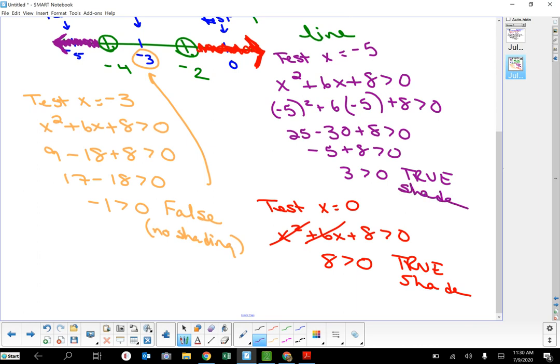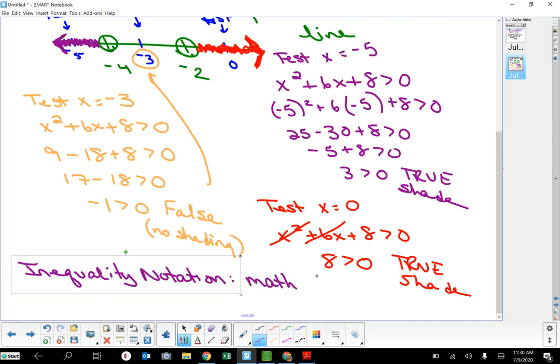And then let me show you over in Varsity, they're going to have that. And they're also going to ask you for inequality notation. And so you need to, the inequality notation is the math form of the solution set on the graph.